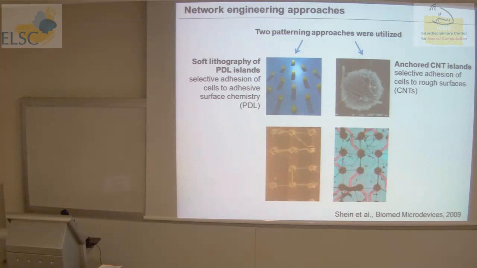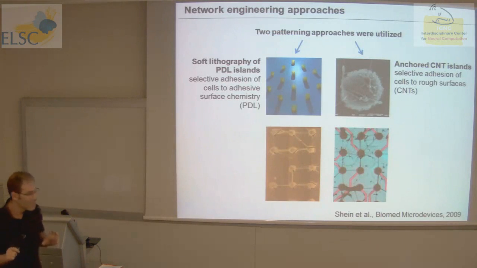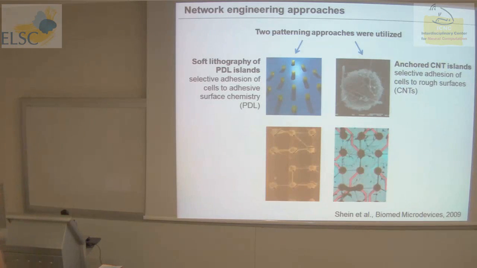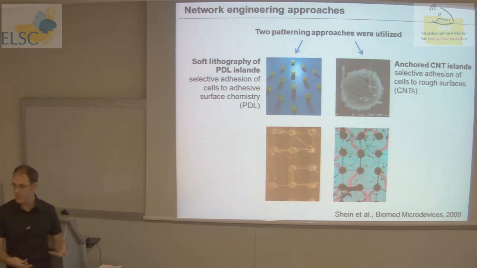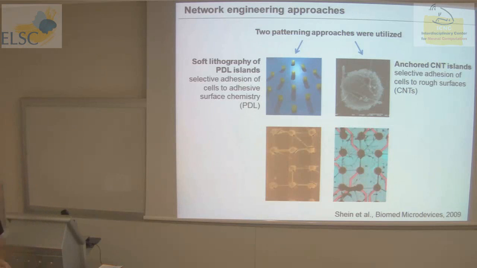So I want to say a few words about patterning techniques. Basically, there are 2 ways to pattern neurons onto flat surfaces. The first way is by utilizing the surface chemistry. We specifically use soft lithography to pattern islands of poly-D-lysine on the surface to which the neurons later adhere, and we can record their activity.